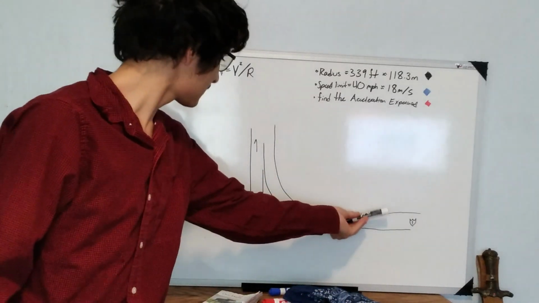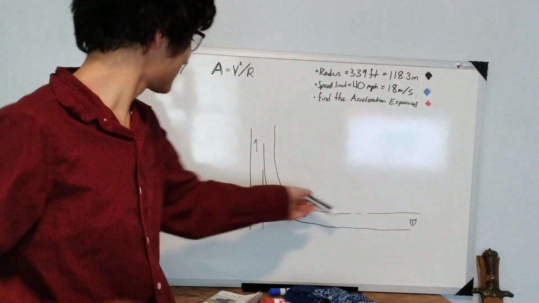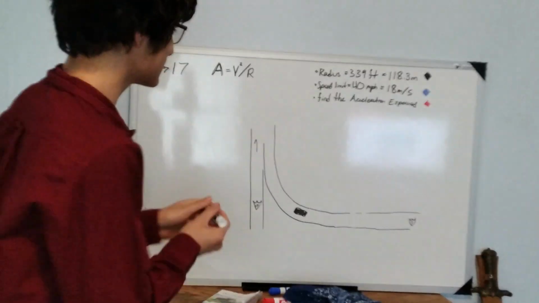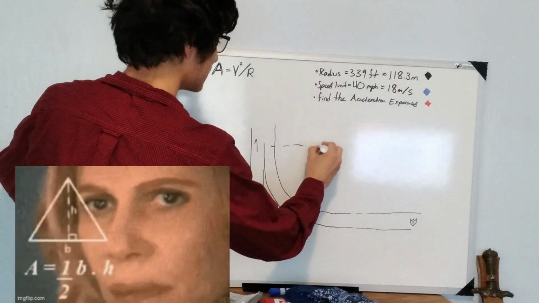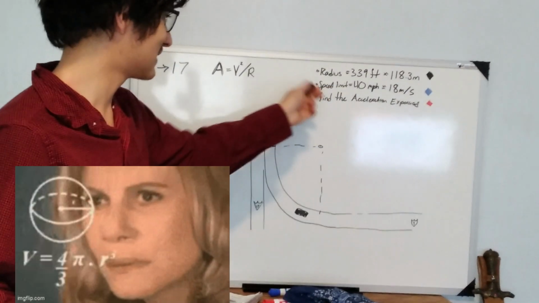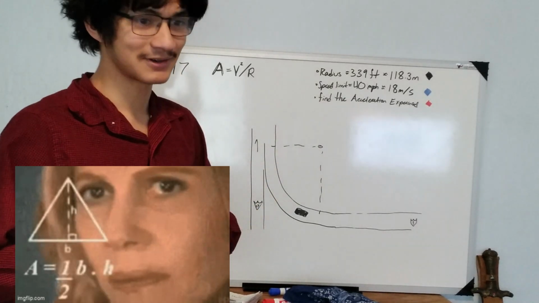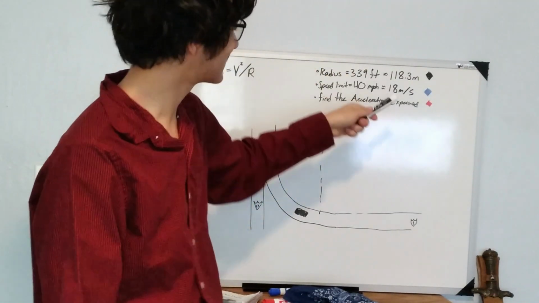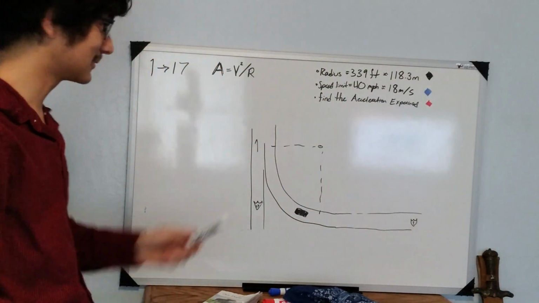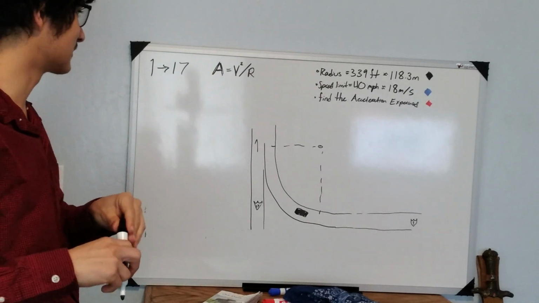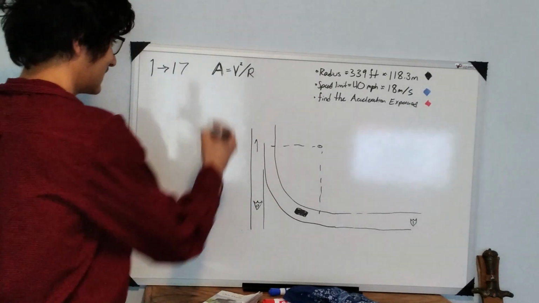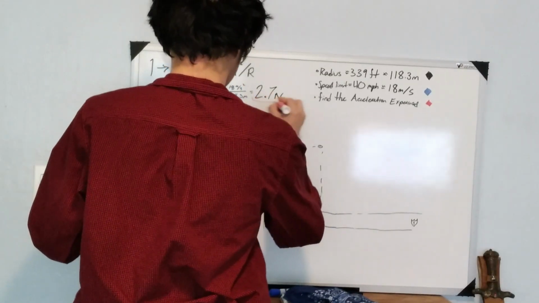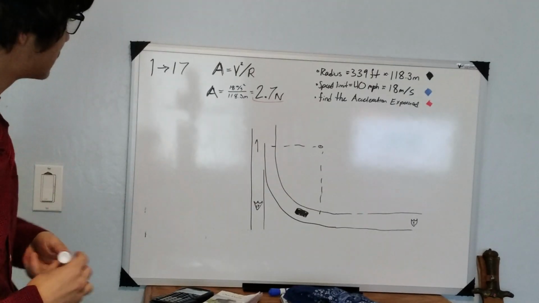But this ramp here that connects Highway 1 to Highway 17 has a radius of about 339 feet, and the speed limit is 40 miles an hour, because we're all law-abiding, good, upstanding citizens here. So how can we find the acceleration experienced by the driver? Well, your hint is a equals v squared over r. So you just plug that in, and that's your answer, 2.7 newtons.